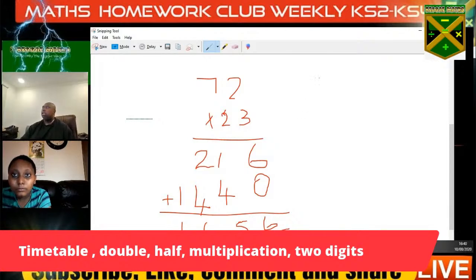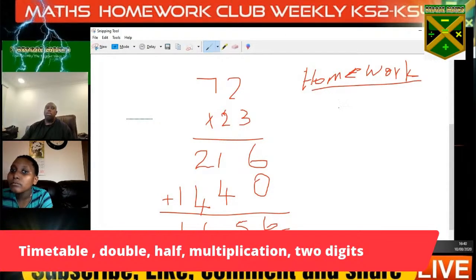Right. So let's establish a target. So that's an example. Write these down for homework. This is where we're going to start the next lesson from. Homework. You're going to do 33 times 21.